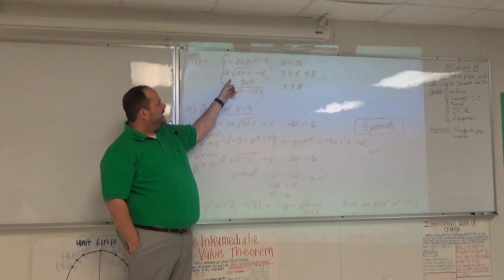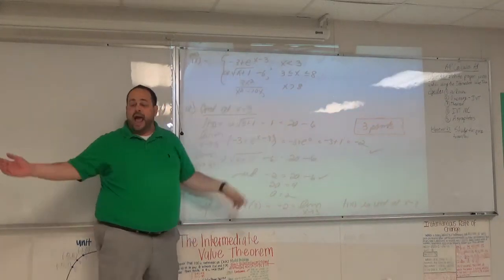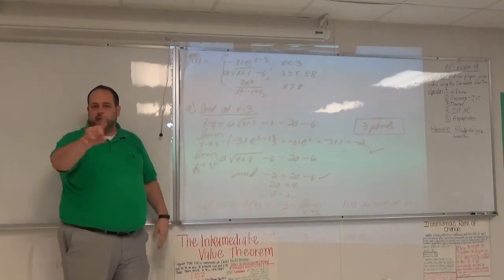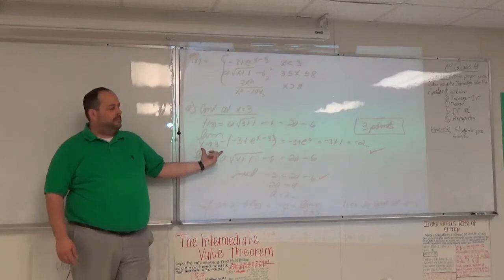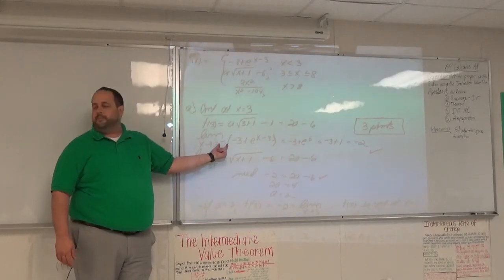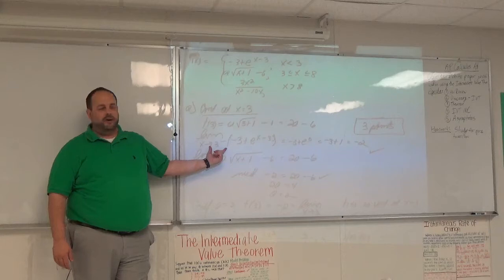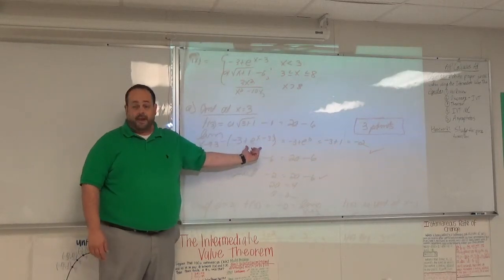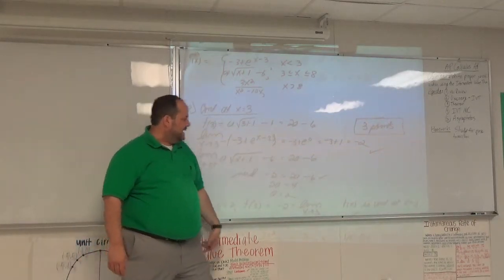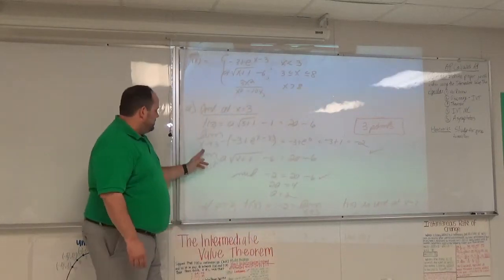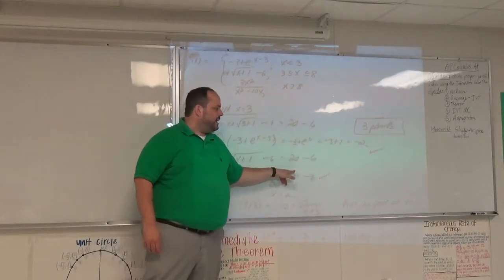Because I have a piecewise function that breaks at 3, I have to consider the left and the right. Here's the thing though, folks, you better be telling me what direction you're coming from, and it better match the right piece. Limit as x approaches 3 from the left is negative 2. Limit as x approaches 3 from the right is 2a minus 6.